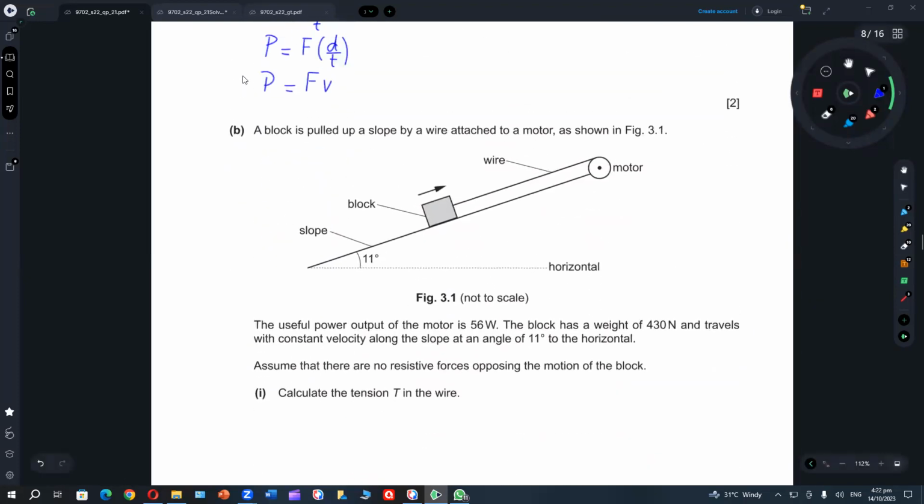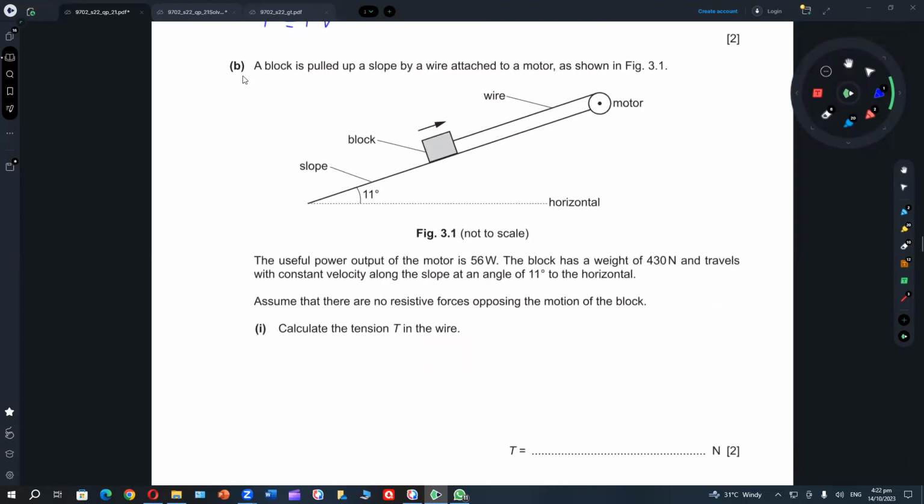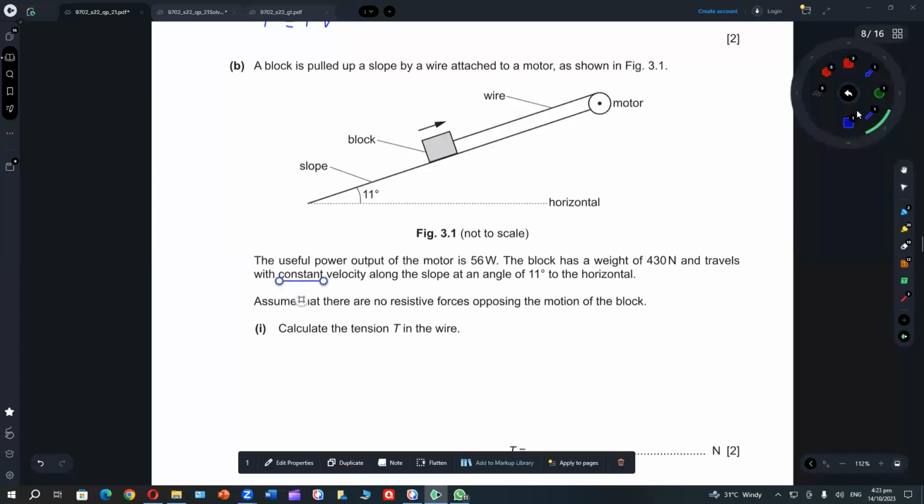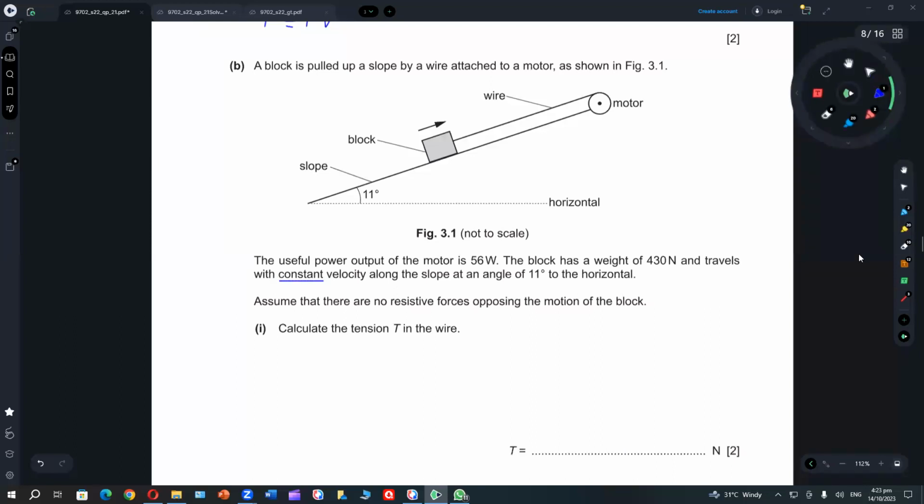A block is pulled up a slope by a wire attached to a motor as shown. The useful power output of the motor is 56 watt. The block has a weight of 430 Newton and travels with constant velocity along the slope at an angle of 11 degrees. Assume there are no resistive forces opposing the motion of the block. Calculate the tension in the string.